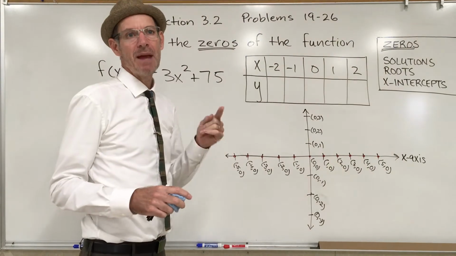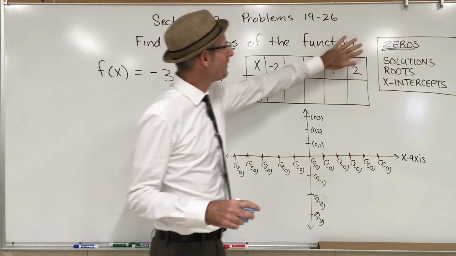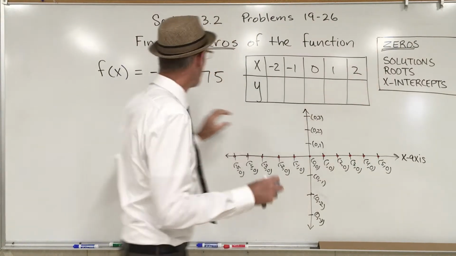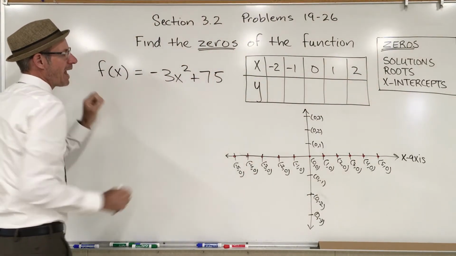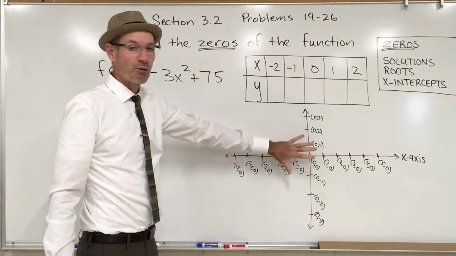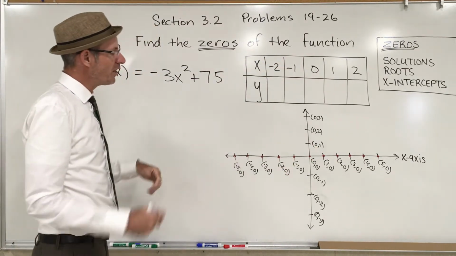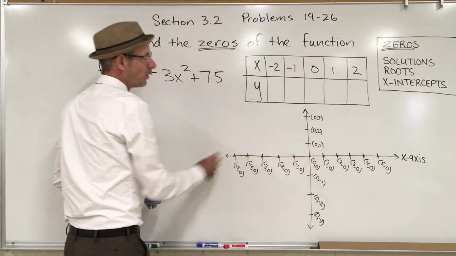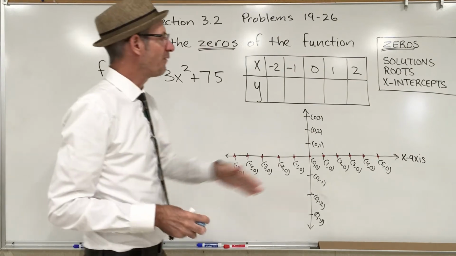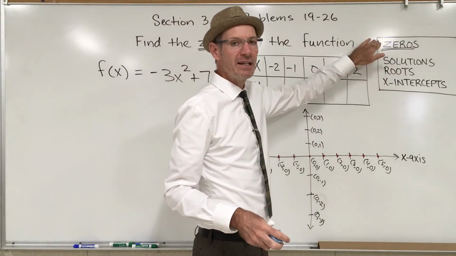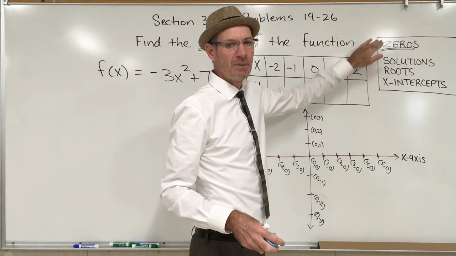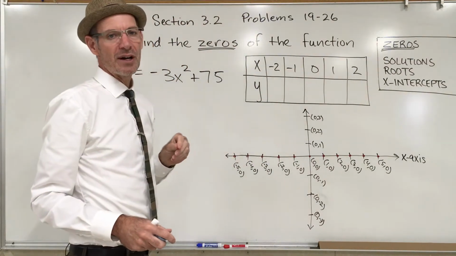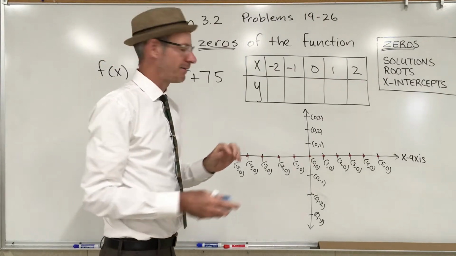So the first thing that maybe pops into your mind is, if the zeros are the same thing as the x-intercepts, why don't we just take our function and make a table and graph it, and then wherever the line crosses the x-axis, we'll know what the x-intercepts are. And if we know what the x-intercepts are, then we're going to know what the zeros are. So to start out, if we were going to make a table, this is what our table would look like.